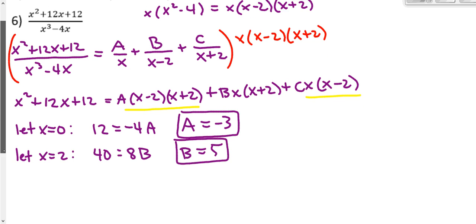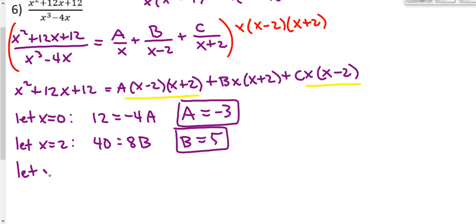And now let's let x equal negative 2. So what's that? So negative 2 squared is 4. 4 minus 24 plus 12. So that's negative 8. Negative 8 equals, and this one's going to be 0, and this one's going to be 0. So all we have left is c times negative 2 times negative 4. So that would be 8c. So c is negative 1.